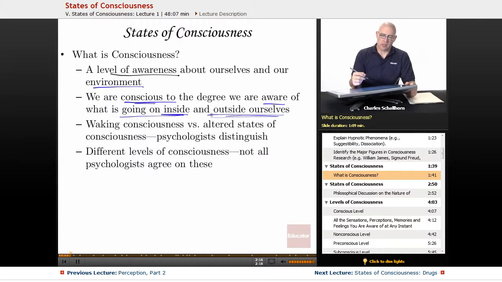And there are going to be some terms coming up where we're going to make some distinctions. We are going to distinguish between waking consciousness versus altered states of consciousness. So right now, in talking with you, I have a waking consciousness. I am awake. I am alive. I am aware of what's going on around me. And there are different levels of consciousness that different psychologists will use in describing their understanding of what it means to have consciousness.